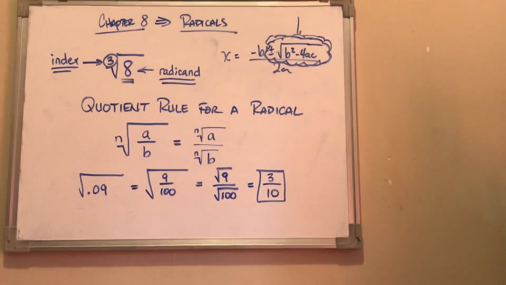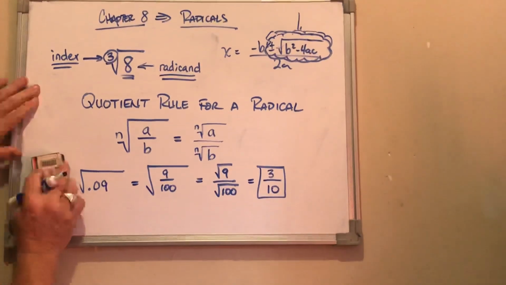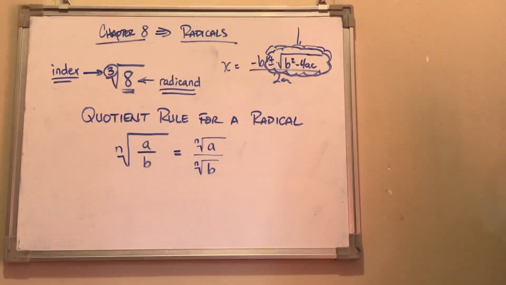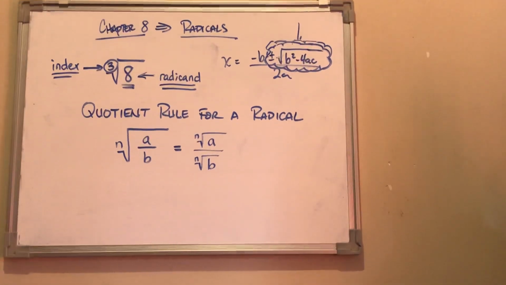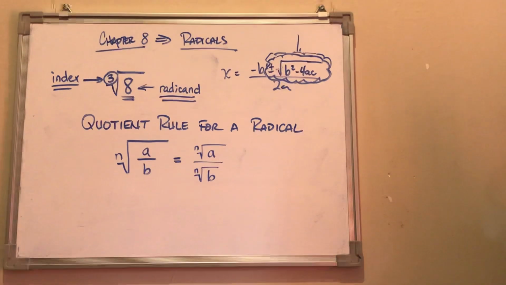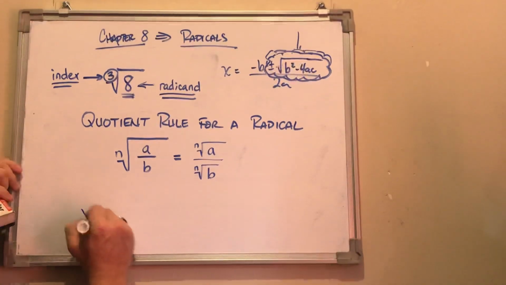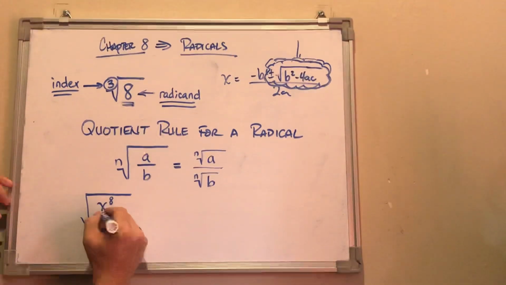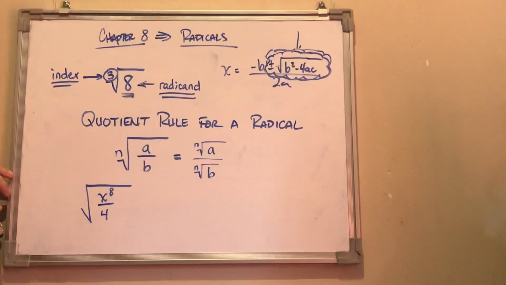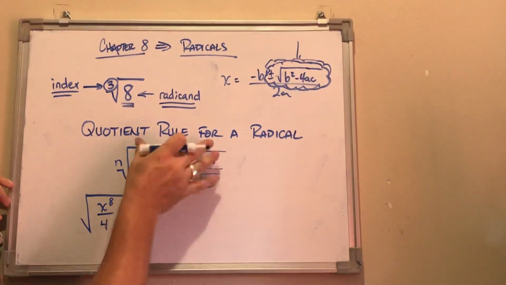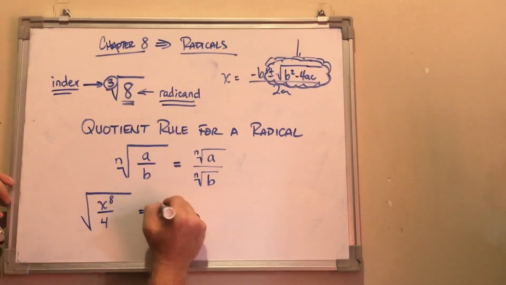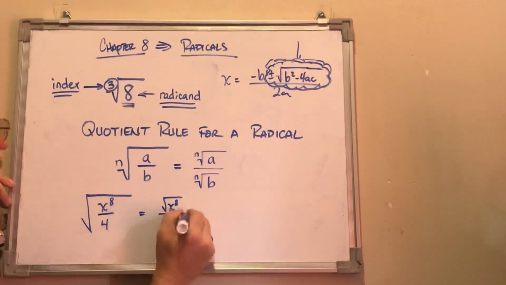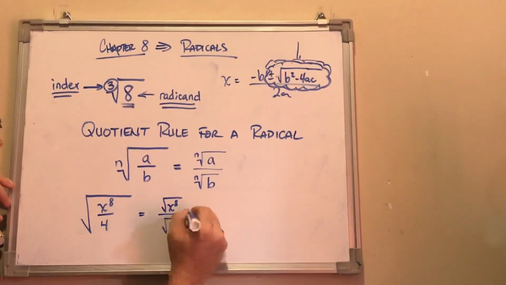So, let's look at some that actually have variables in them. Let's look at example 8.1d. 8.1d has the square root of x to the 8th over 4. Well, what does that equal? We can use our quotient rule to break this up. So we've got the square root of x to the 8th over the square root of 4.